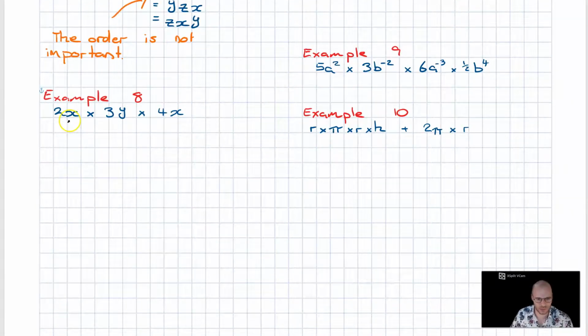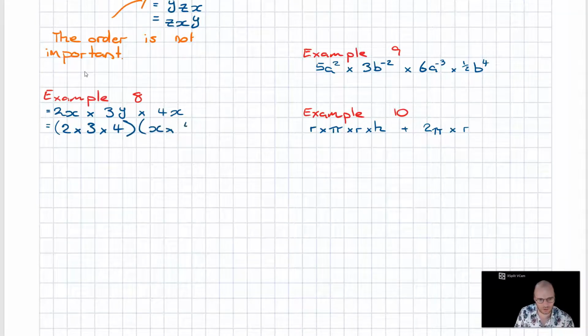Example 8, we have 2x multiplied by 3y multiplied by 4x. What we want to do is see what happens when we multiply these together. Now in the previous video I showed you where you get all of the coefficients and you put them in a bracket together and you multiply all of these coefficients together. Then secondly you get all of your variables and you multiply them together like so. Now for the first part, the coefficients, 2 times 3 is 6 and 6 times 4 is 24. And then for the second part we're going to get x, y, x.